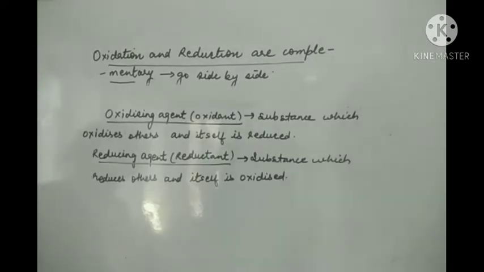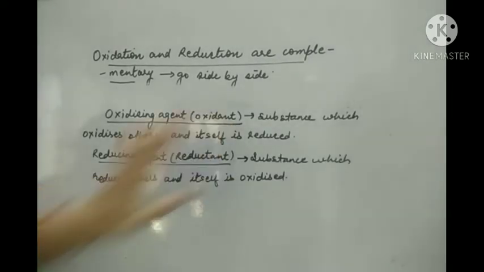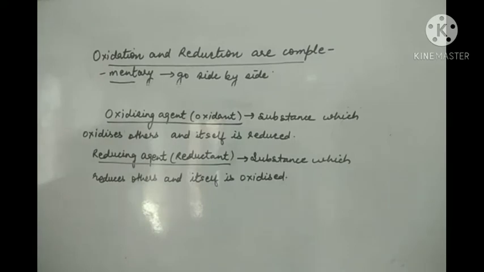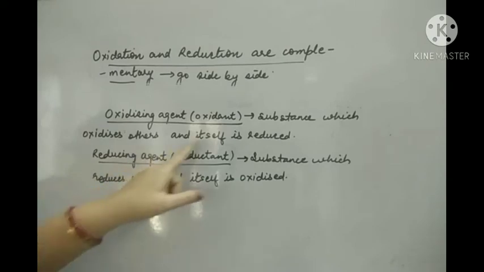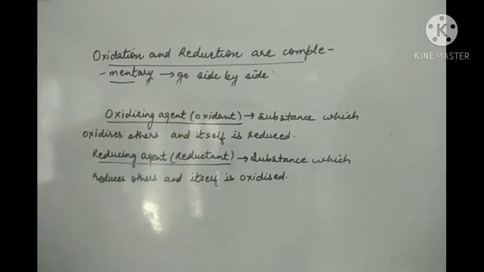Now next is the oxidizing agent or oxidant and the reducing agent or reductant. What is an oxidizing agent? The substance which oxidizes others, meaning which will provide oxygen or remove hydrogen, is known as an oxidizing agent, and the oxidizing agent itself is reduced. Likewise, the substance which reduces others but itself is oxidized is known as a reducing agent.